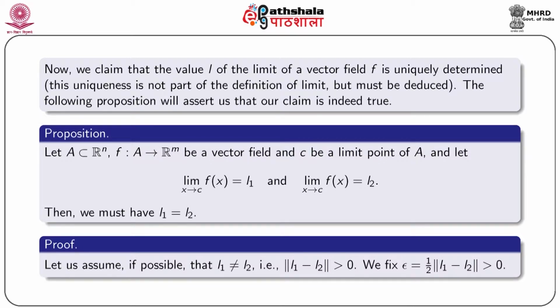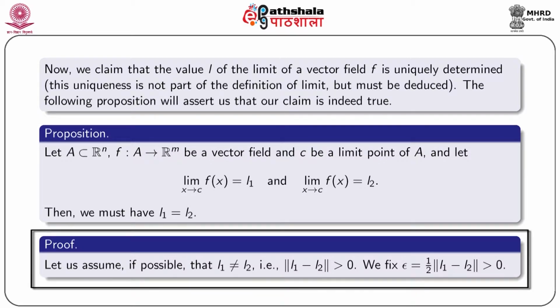We start the proof. Let us assume, if possible, that L1 and L2 are different, that is, norm of L1 minus L2 must be positive. So, we fix our epsilon to be half the distance between L1 and L2, that is, epsilon equal to half norm of L1 minus L2. As L1 and L2 are different, clearly epsilon is positive.